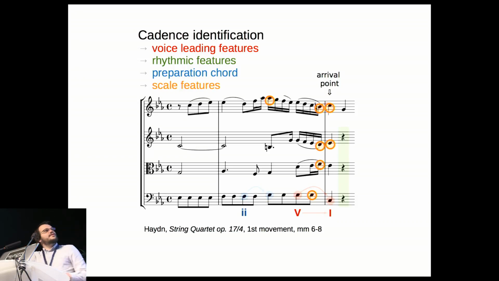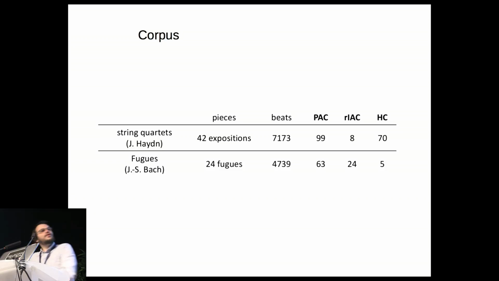We also look at other markers. So here we look if we have all the pitches of the scale in the recent past of the cadence. So once we have all these markers that we consider as features, we can extract them on a corpus constituted by string quartets written by Joseph Haydn and fugues written by Bach.